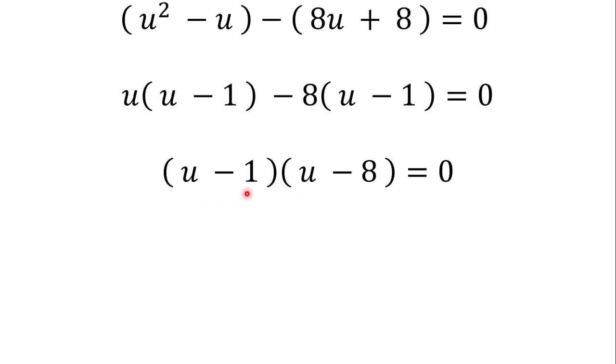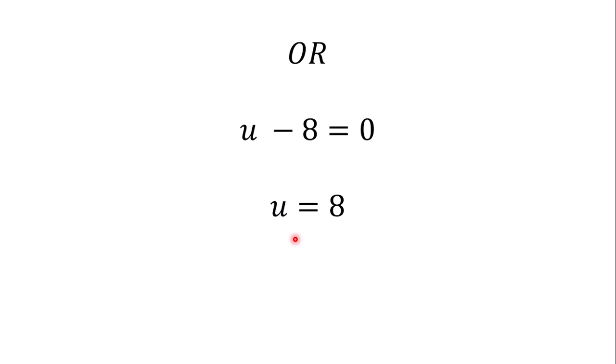Okay, now u minus 1 times u minus 8 is all equal to 0, so you're just going to equate each of them to 0, and then we find the value of u. Okay, so first I'm just going to equate this one, and then later on we just equate this one. So u minus 1 is equal to 0, so u is equal to 1. So that is the value of u from the equation. Okay, now let's look at this one. u minus 8 is equal to 0. u is equal to 8.